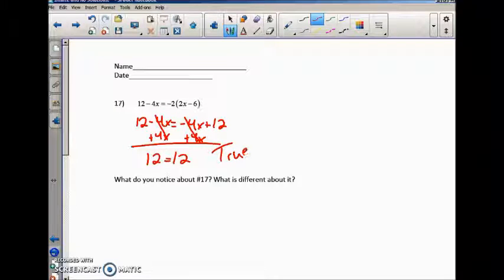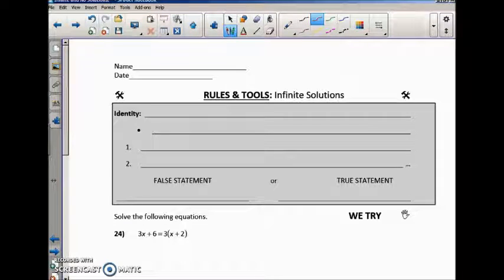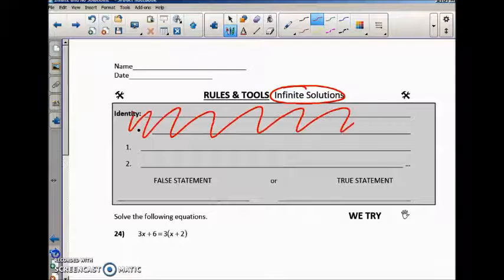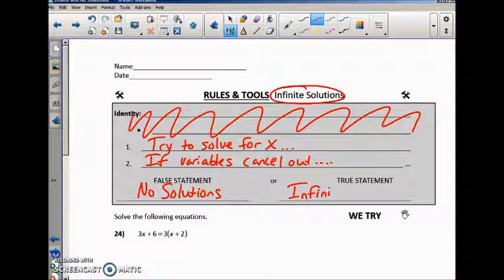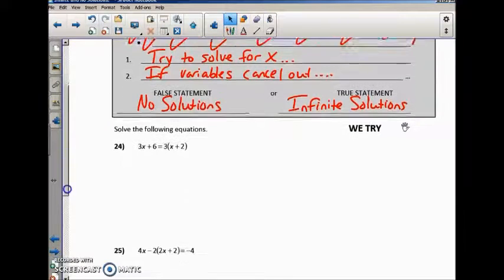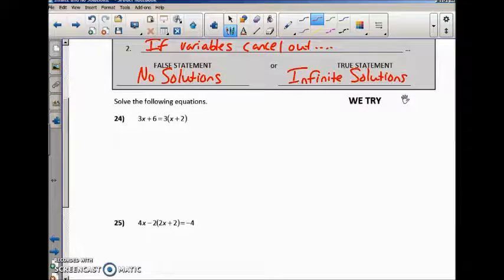Moving on, let's see what happens if I cancel my variables and I have a true statement. What does that even mean? Well, that means that we're going to have infinite solutions. Don't worry about this top part, you can cross that off. So again, we're going to try to solve for x. If the variables cancel each other out, two options: either no solutions if there's a false statement, or a true statement would give us infinite solutions.